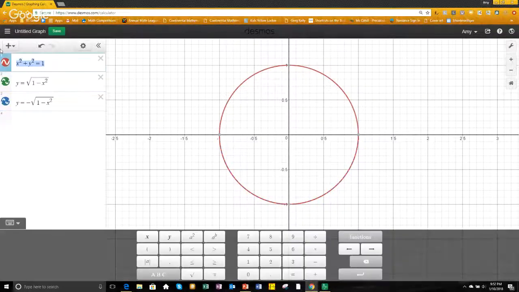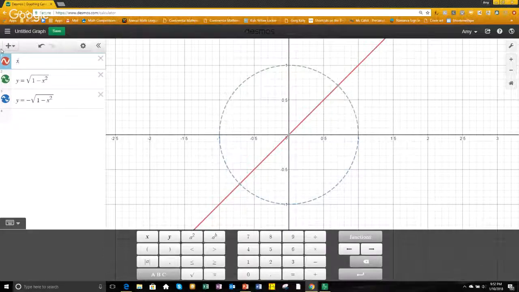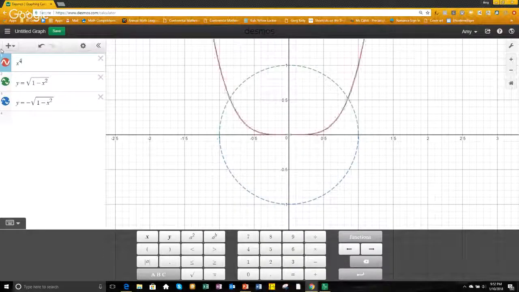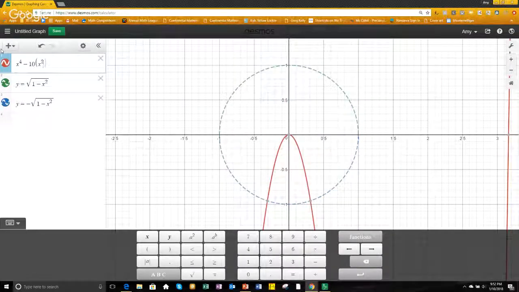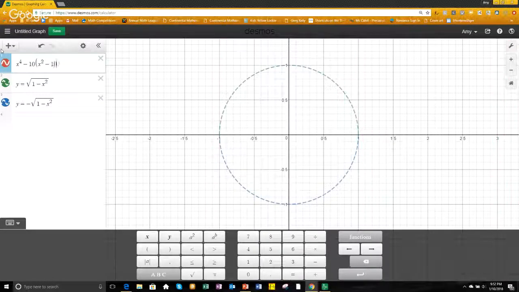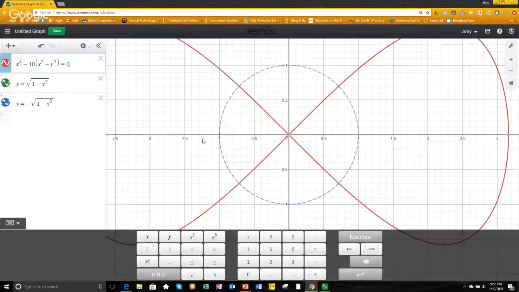The lemniscate is going to be x to the fourth, oops, I got x to the second there, x to the fourth, minus 10 times parentheses x to the second minus y to the second equals 0. Oops. It helps if I pay attention to what I'm typing. Those parentheses equals 0. Wow, and there's our lemniscate.